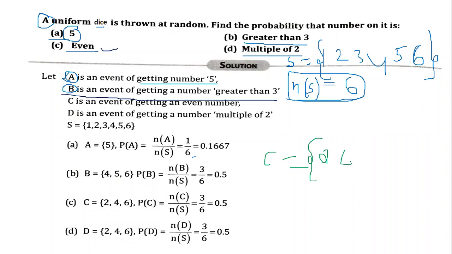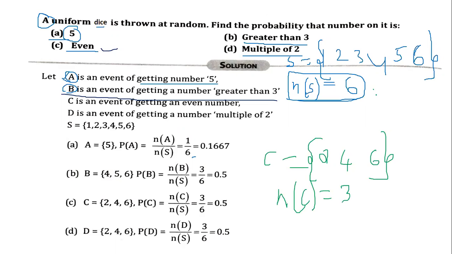2, 4 and 6. So when we roll the dice, how many possibilities are there for me to get an even number? Once I roll the dice, I may get 2. The second time, I may get 6. The third time, I may get 4. So there are 3 possible answers that I can get for the even number. So n of C is equal to 3.